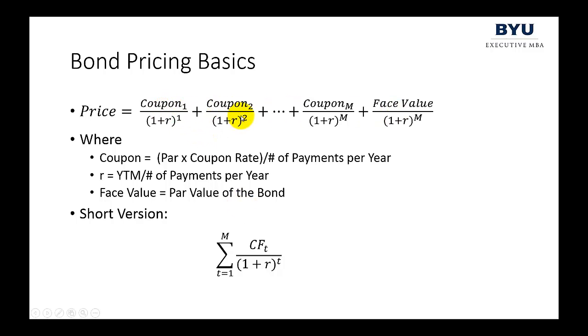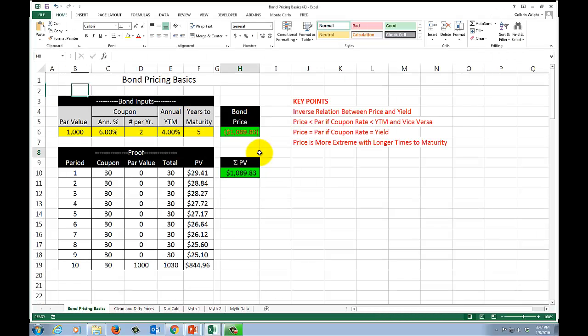So let's look at a simple example and make sure we're comfortable with how to price bonds. What I have here is a very simple bond. Its par value is $1,000. The annual coupon rate is 6%. It's going to make 2 payments per year, which means it's a semi-annual bond. The annual yield to maturity is 4%, and there are 5 years to maturity.